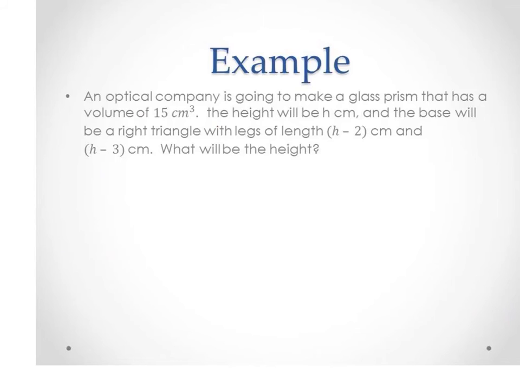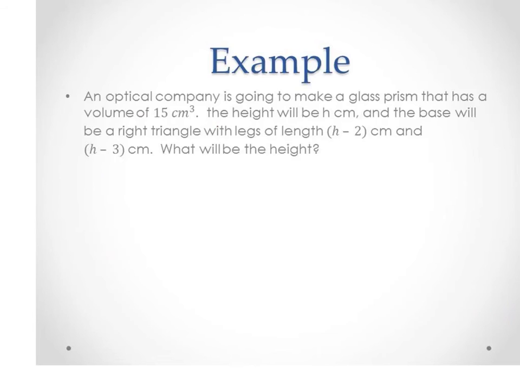Alright, to end with a word problem, an optical company is going to make a glass prism that has a volume of 15 centimeters cubed. The height will be h centimeters, the base will be a right triangle with legs of length h minus 2 centimeters and h minus 3 centimeters. What will be the height?